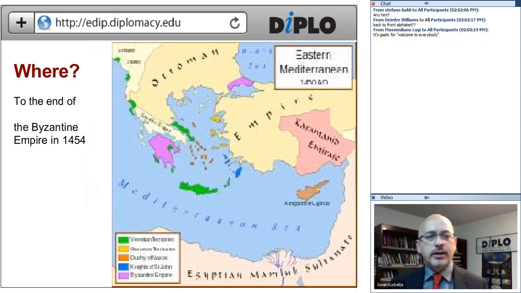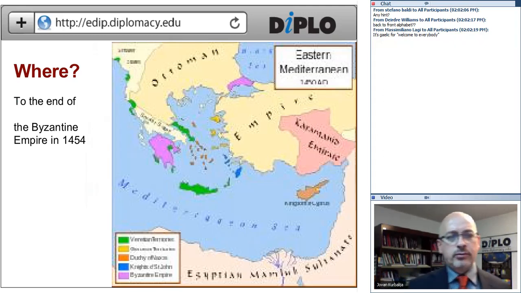Now, this is the end of the Byzantine Empire. As you can see, there are a few possessions next to the Bosphorus, and in the Peloponnese, controlled by the Byzantine Empire before 1453. I'm sorry for the mistake. It's basically when the Ottoman Empire took control of Constantinople, which later on became Istanbul.